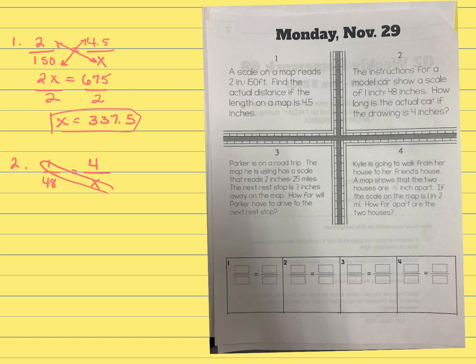So again, you're going to cross multiply. X equals 48 times 4. And that equals 192 inches. You want to make sure you put the units.